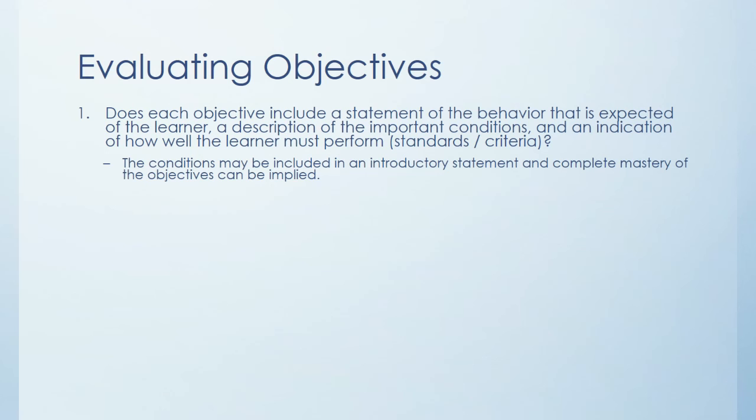So you might not necessarily have to have the standards listed with, for example, 90% accuracy. It could just be implied that it's going to be 100%. Does the objective describe a behavior that is observable? So you have to be able to assess it in some way.